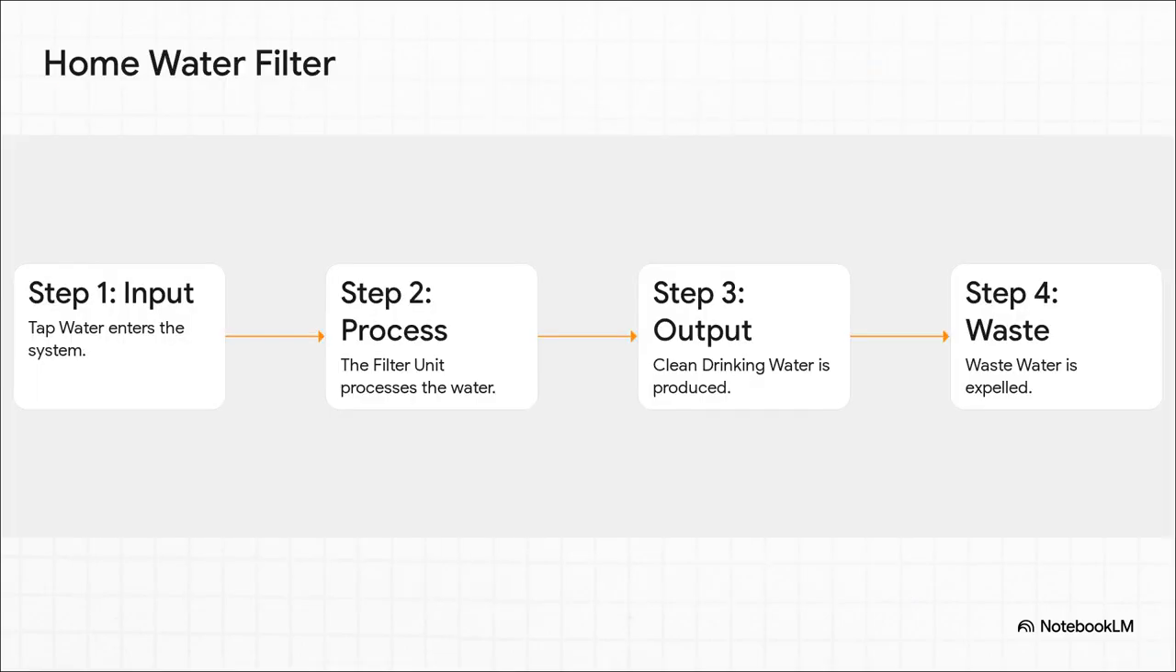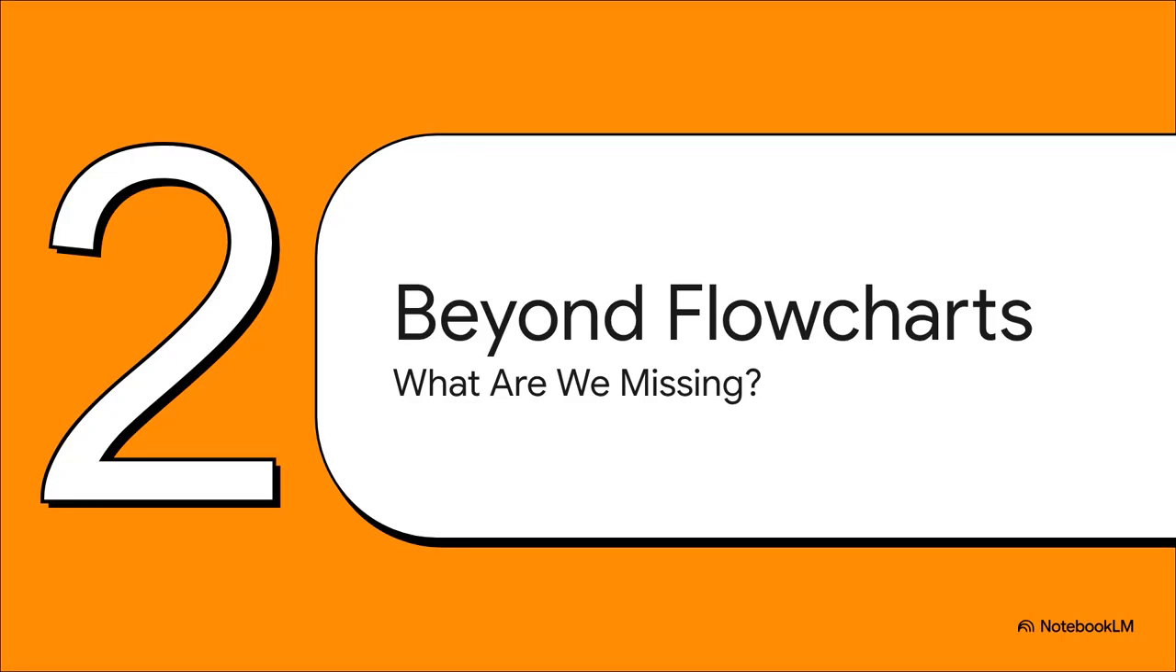Let's make this super clear with something simple, like a home water filter. You've got your input, that's the tap water. It goes through a process, the filter itself, and this creates two outputs, the clean drinking water you want, and of course, some wastewater. It's that simple, right? Input, process, output. And believe it or not, this basic idea is the foundation for mapping out even the most mind-bogglingly complex systems.